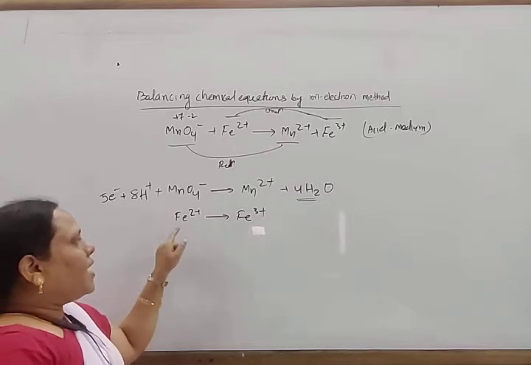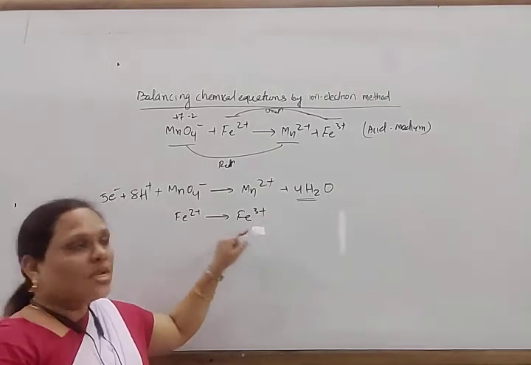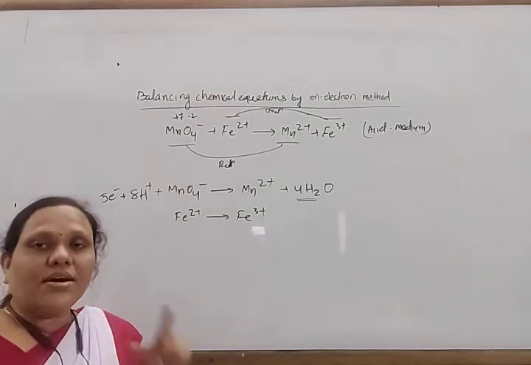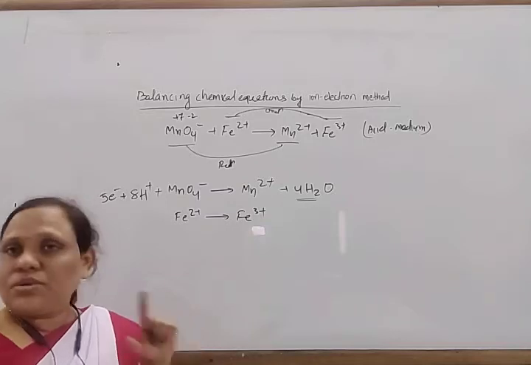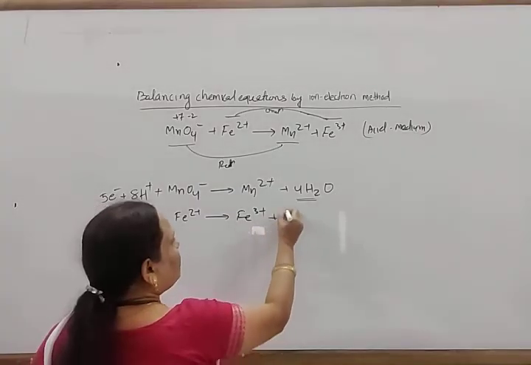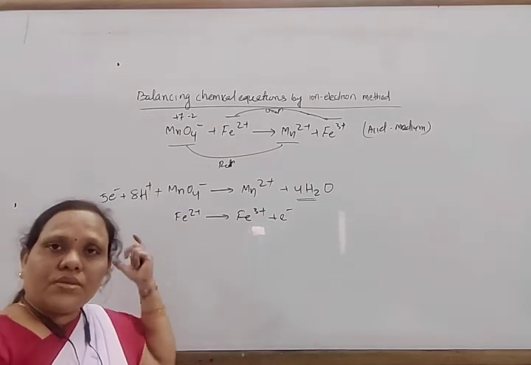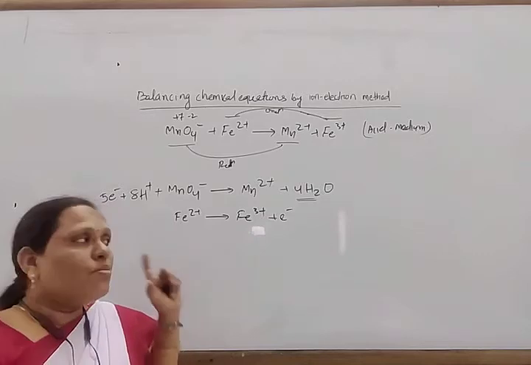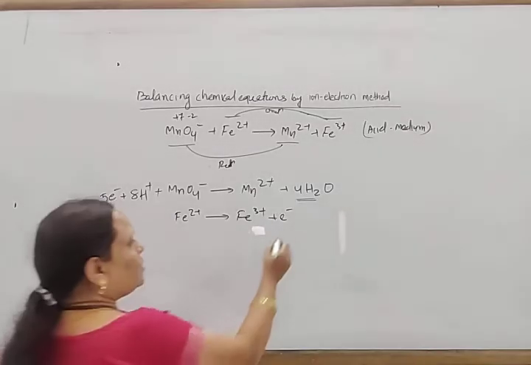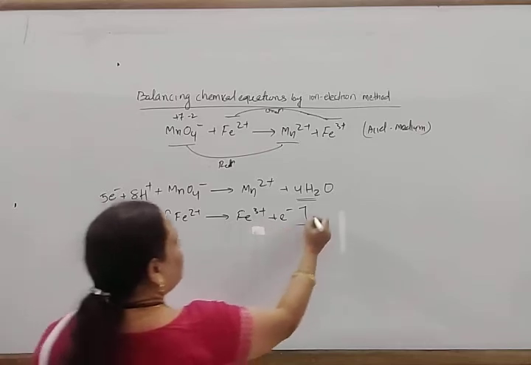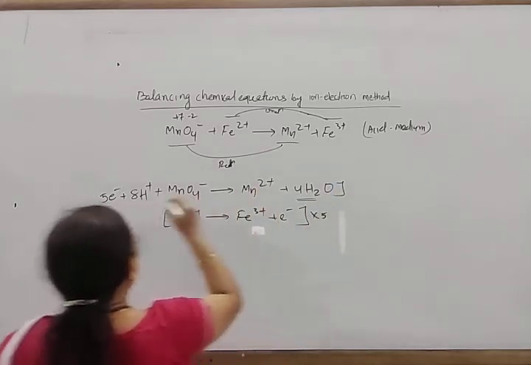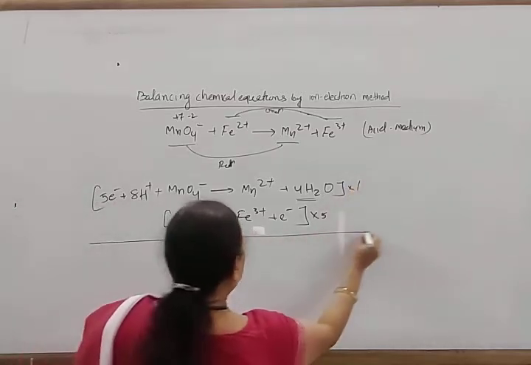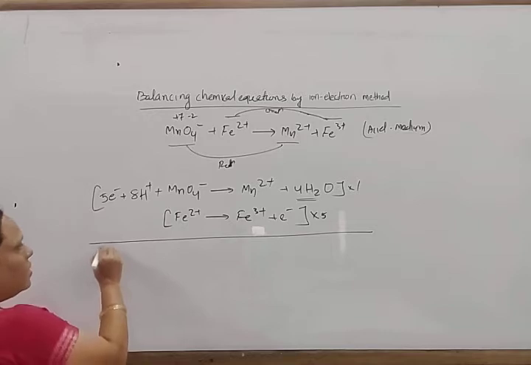In this equation, Fe2 plus and Fe3 plus, more positive charge or less negative charge is there, so you have to add electrons. So I have to add 1 electron here. But the total number of electrons added should cancel out in both cases. So we have to multiply by a suitable number. To this equation I am going to multiply by 5, and to this equation by 1.